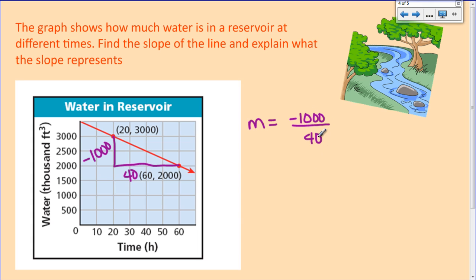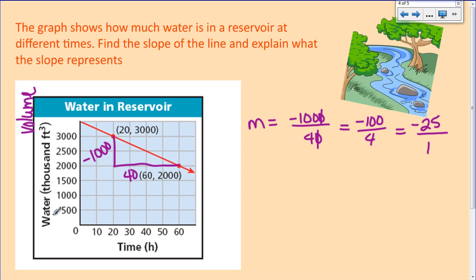And I'm going to simplify that, and I can just cross off a 0 on each one. So I have negative 100 over 4, which the last time I checked was the same thing as negative 25 over 1. Now, what does it mean? What I have is the water in thousands of feet cubed. Feet cubed means volume.